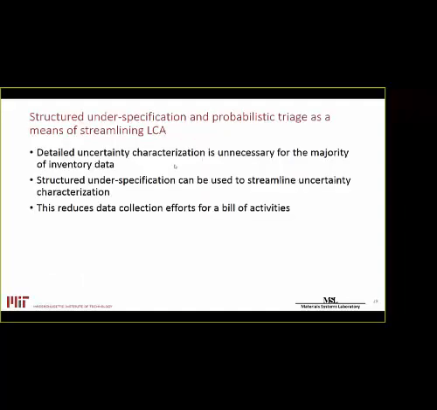Some of the benefits are that we don't need detailed uncertainty characterization for the majority of the inventory data, right? Especially if we start out having everything under-specified and then use that triage to figure out what's important. It reduces the data collection efforts for the bill of activities. So that's one approach that we think can be used to make this a bit easier. But once again, there are other ways that we can develop guidance to improve the characterization of uncertainty.